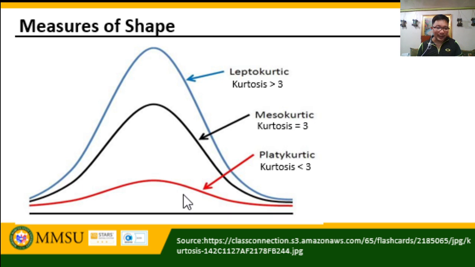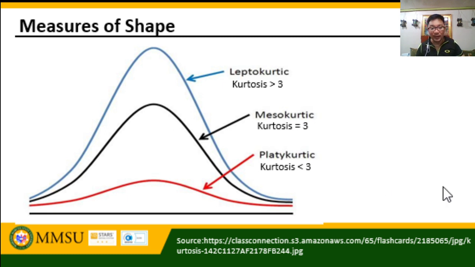Now, the last type will be your platykurtic, wherein your kurtosis is less than 3. So, distribution is shorter, tails are thinner than the normal distribution. Okay? The peak is lower and broader than mesokurtic, which means that data are light-tailed or lack of outliers. The reason for this is because the extreme values are less than that of a normal distribution. So, that is all about our kurtosis.